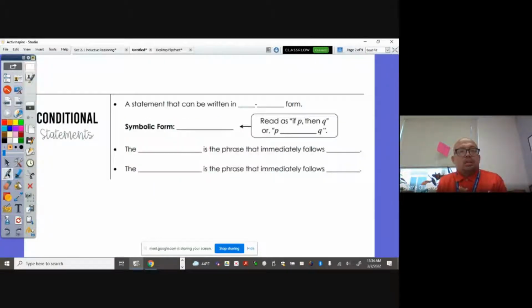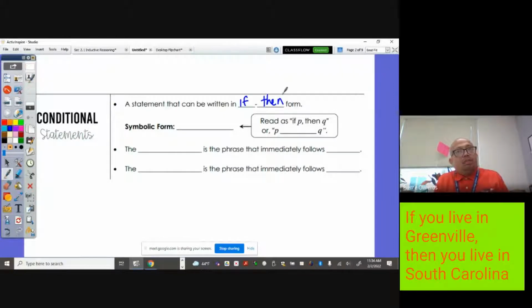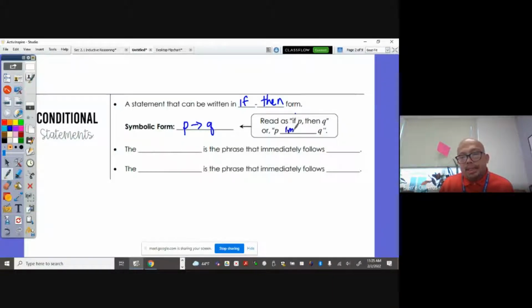Today we're going to learn about conditional statements. What is a conditional statement? It's a statement that can be written in if-then form. For example, if you live in Greenville, then you live in South Carolina. The symbolic form is P arrow Q, or we say it: if P then Q, or better, P implies Q.